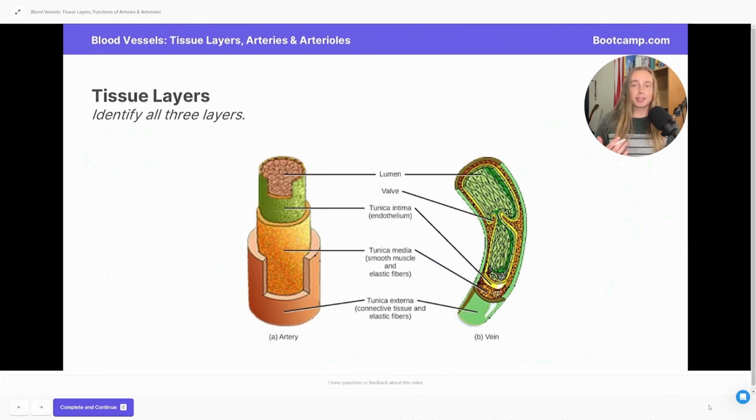We'll be talking about this more later, but it's important to know that arteries are going to be pumping blood away from the heart and towards a capillary bed. They are also going to be under much higher pressure than veins.